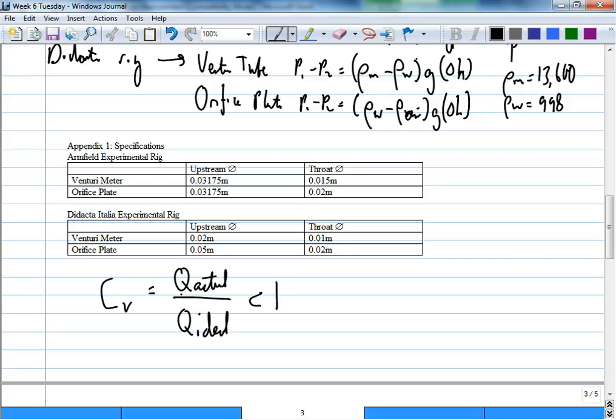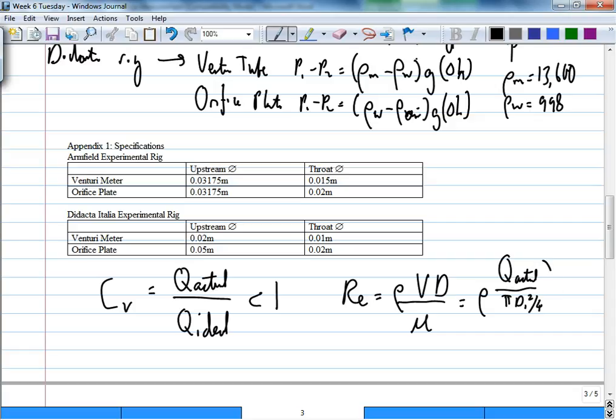And for each case, you can also plot out the Reynolds number. The Reynolds number is equal to rho V D on mu, which is actually rho V is Q actual over pi D1 squared on 4, that's the area. So rho V D, where D is D1, over mu.